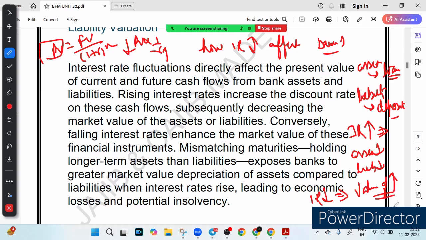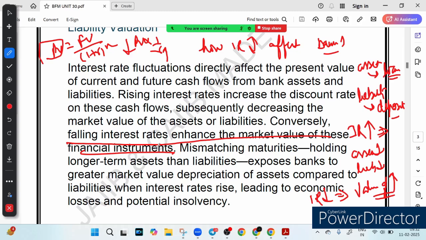You know the meaning of inversely proportional? I hope you know. Inversely proportional simply means one is increasing, the other is decreasing. If interest rate is increasing, value of assets and liabilities is decreasing. If interest rate is decreasing, value of assets and liabilities is increasing. I hope this makes your concept clear. Clearly written: falling interest rate enhances the market value of this financial instrument. That is what I am telling you. Simple, right? It is quite simple.